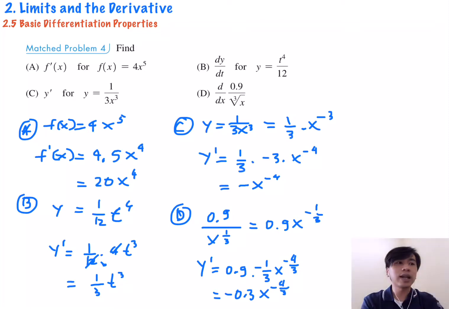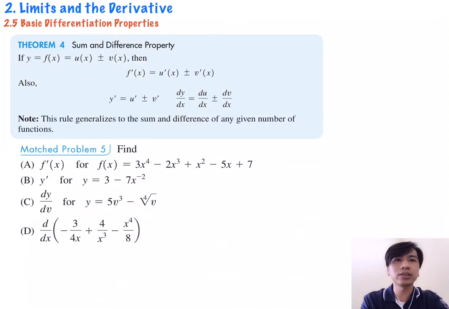Okay, the last theorem that we are going to have is the sum and difference property. So it says that if you have f of x equal with u of x plus or minus v of x, such as this one, this is 2 terms, right, and we can just, quote unquote, distribute the derivative. So you just look at one by one. So this is the additions, just the additions. It's not a multiplication like before.